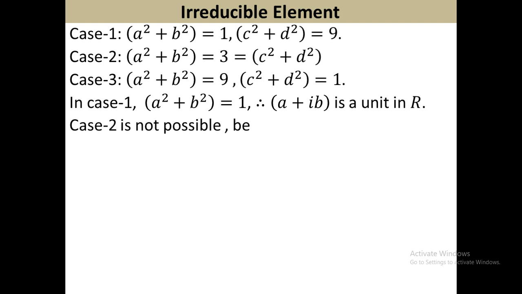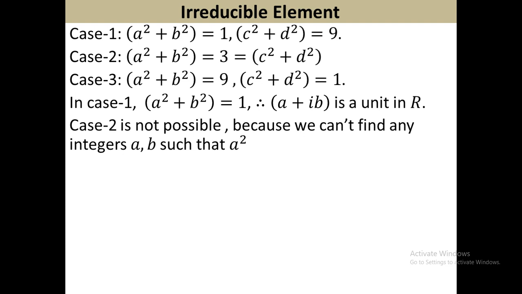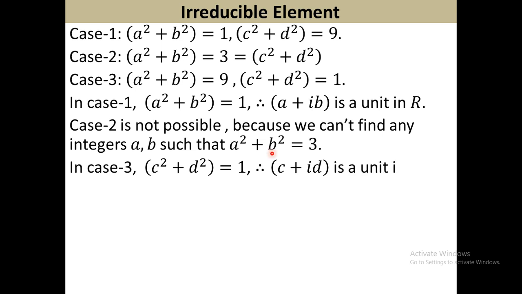Case 2 is not possible because we cannot find any integers a, b such that a square plus b square equals 3. In case 3, c square plus d square equals 1, therefore c plus id is a unit in R.